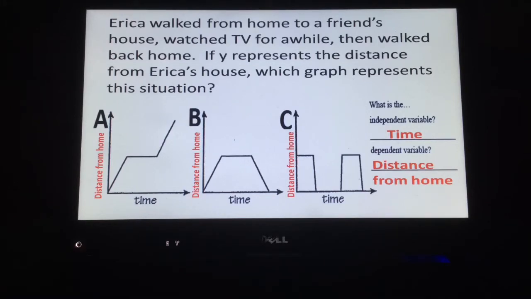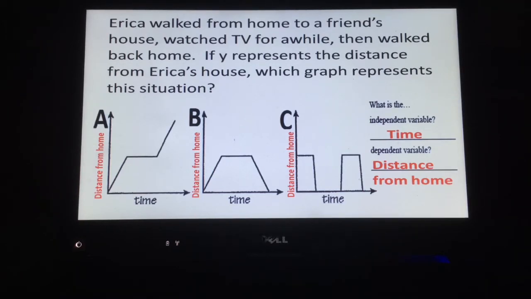Right now, I'm going to read this for you, and then you have to try to figure out which one of these graphs represents this situation. It says that Erica walks from her home to her friend's house, watches TV for a while, then walks back home. All right, so again, the y represents the distance from home. Which one of these graphs represents the situation? Go ahead and try to figure that out. If you need to read it again, go for it.